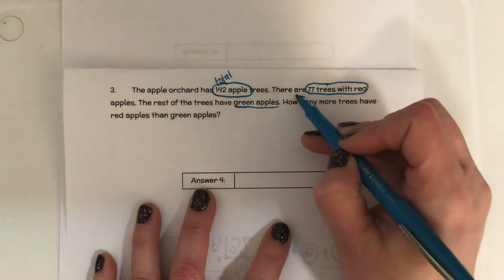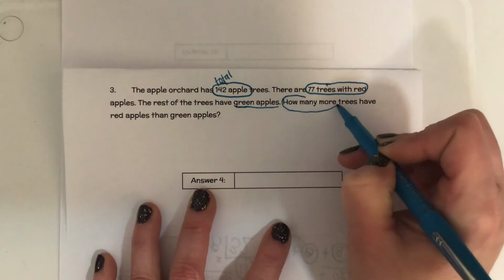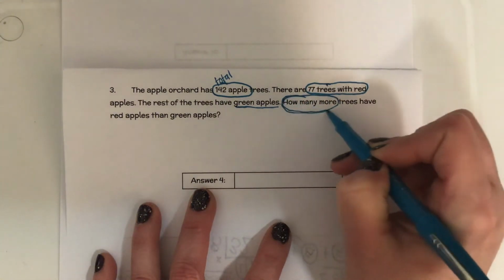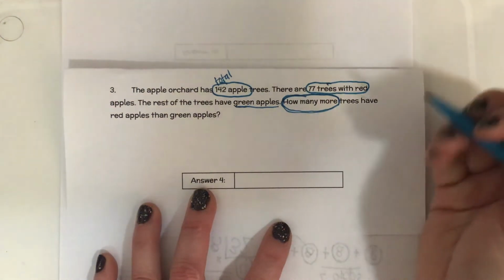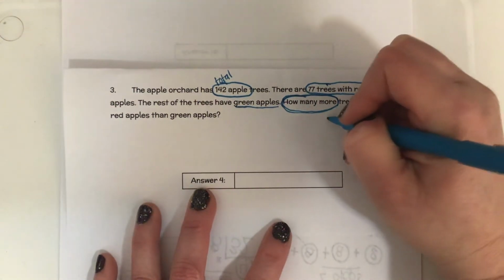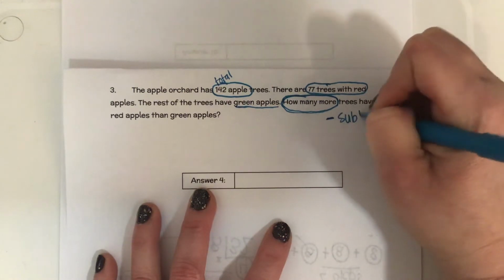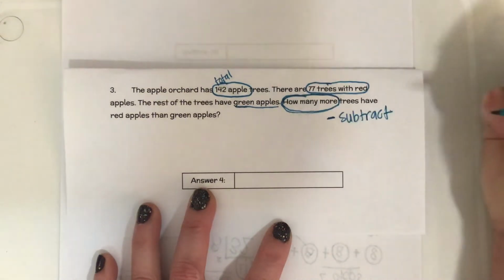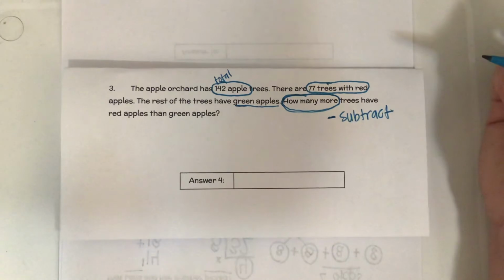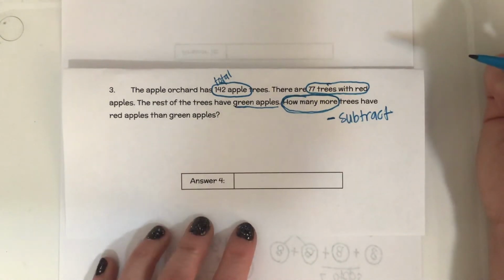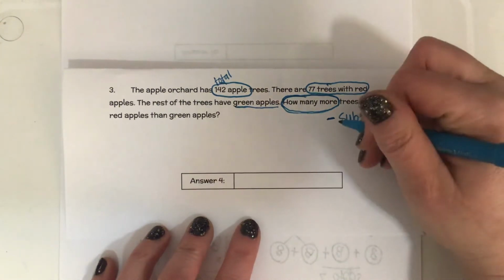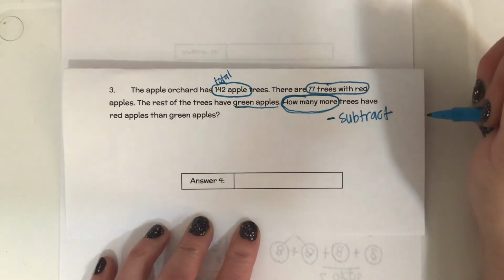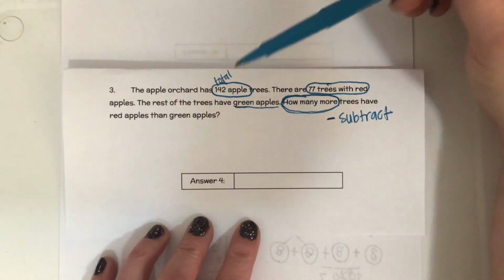Okay guys, remember this, it's been a while since we talked about it. Anytime we have how many more, we are going to subtract. Anytime we hear how many more, that's going to be subtract. So we know that we're going to have to subtract for one of our operations in our two-step word problem. So let's see what we're going to have to do first.